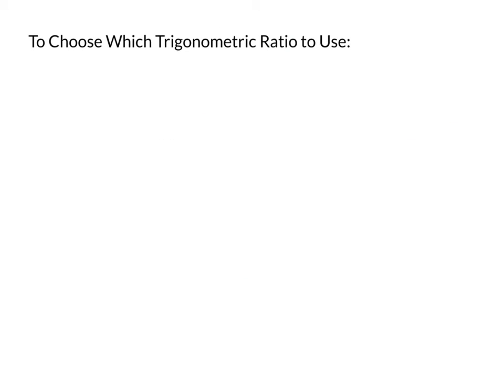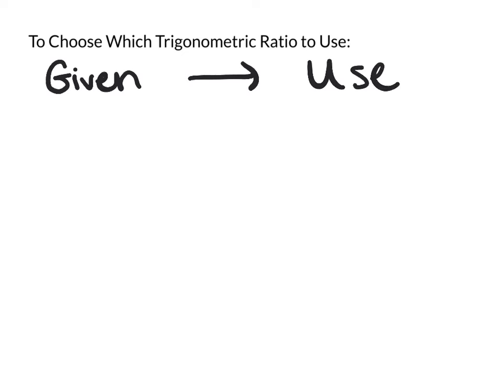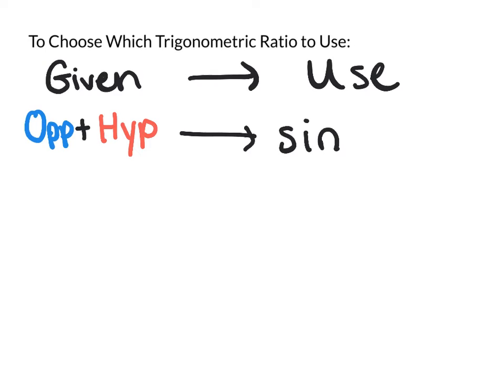Now, in order to determine which trigonometric ratio to use, you're going to determine based on what's given to you. You're going to be given two side lengths, and it'll tell you which relationship to use. So if you're given the opposite and the hypotenuse, you're going to use sine of x.